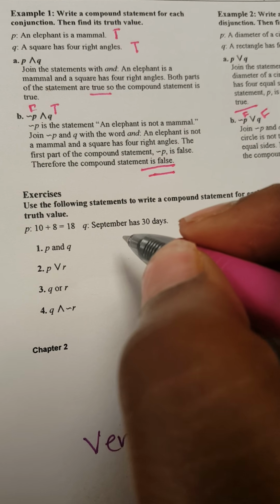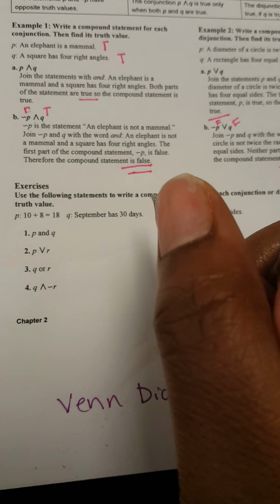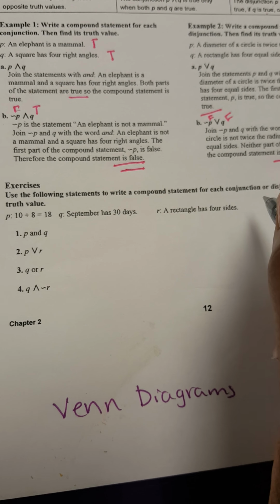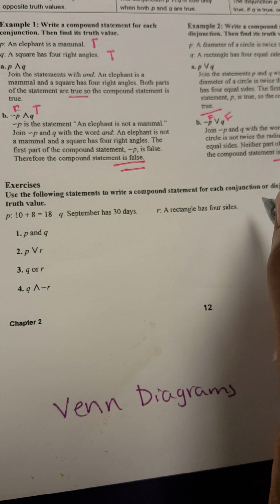Okay, so we're going to look down here. We're going to use the following to write the compound statement for a conjunction or a disjunction, and then find the truth value. So P and Q. So we have 10 plus 8 equals 18, and September has 30 days.